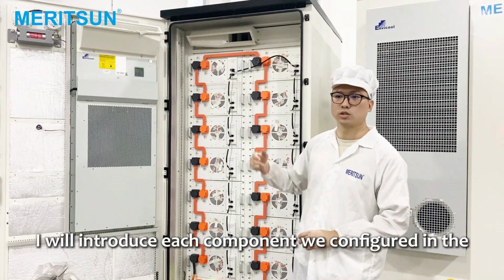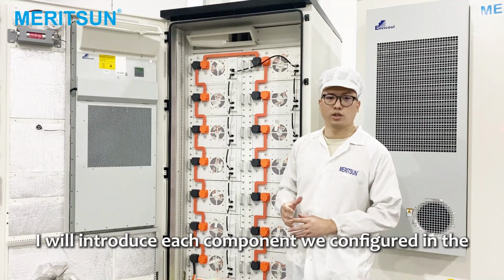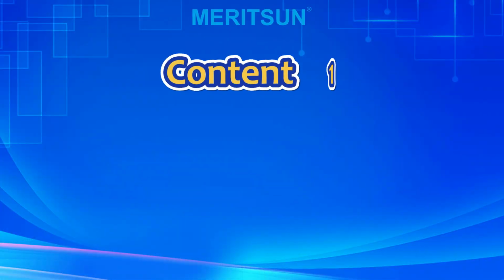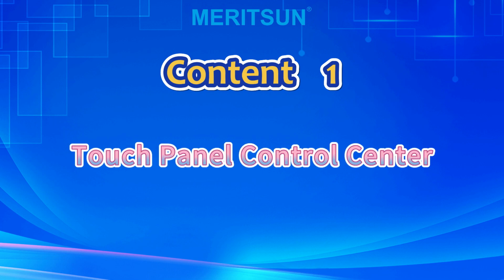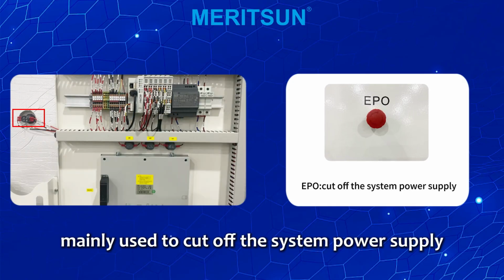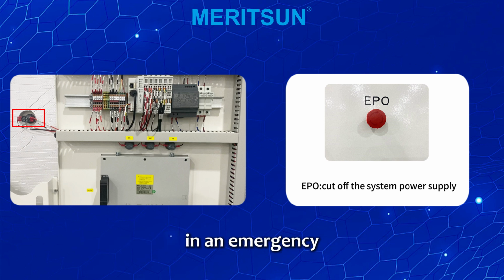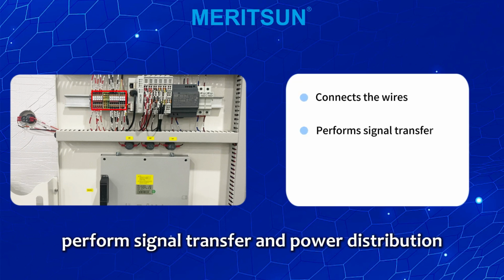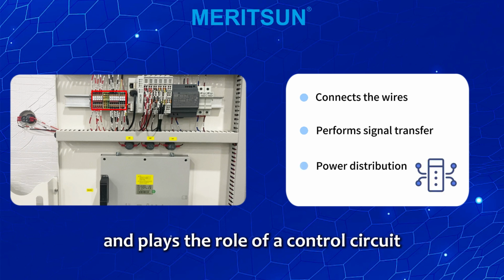In this video, I will introduce each component we configured in the energy storage system in detail. EPO, emergency switch, mainly used to cut off the system power supply in an emergency. Terminal block, connects the wires, performs signal transfer and power distribution, and plays the role of a control circuit.